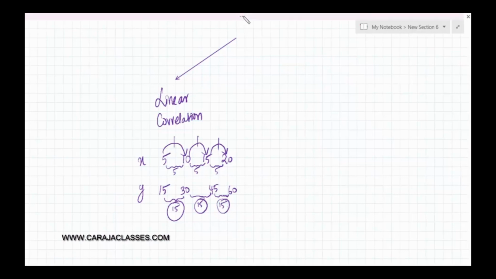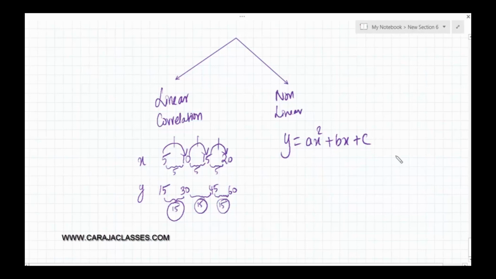And we also have the other one, that is non-linear correlation. So what is non-linear correlation? Non-linear correlation is a scenario where the two variables are related by a specific relation, that is y is equal to ax square plus bx plus c. If two variables are related by this relation, y is equal to ax square plus bx plus c, then it is non-linear correlation.